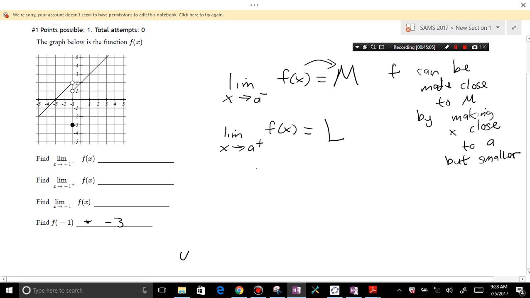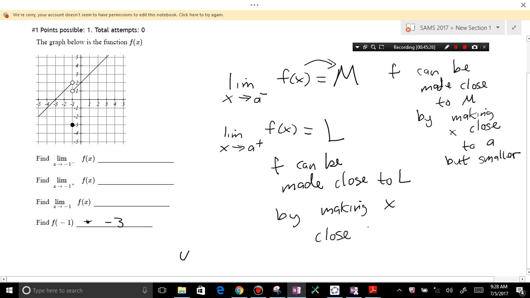You might imagine what this one says. Here, F can be made as close as I want to L by making X close to A but larger.